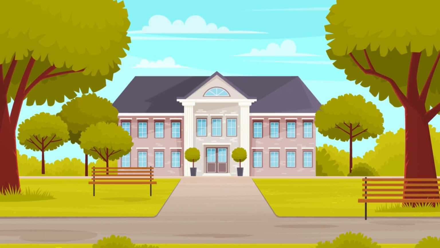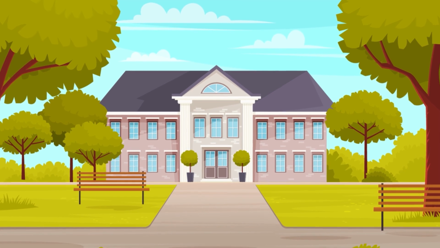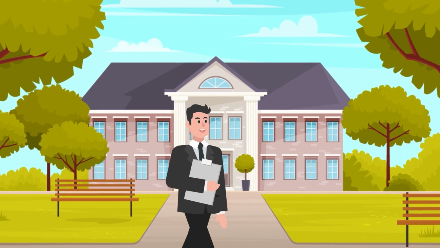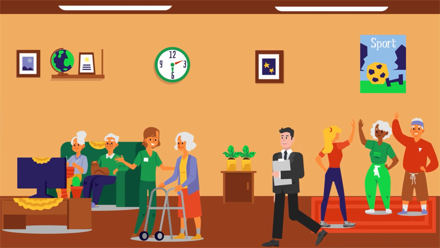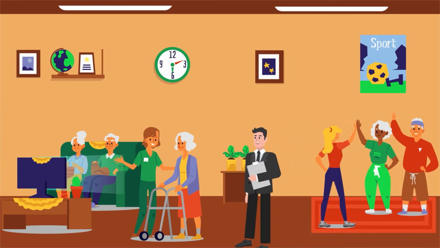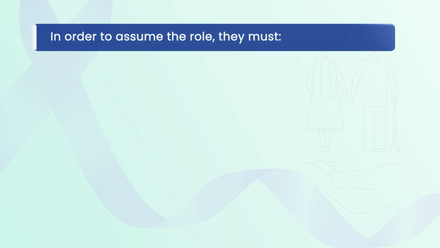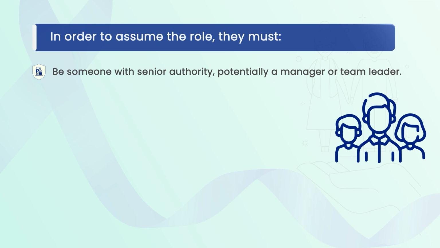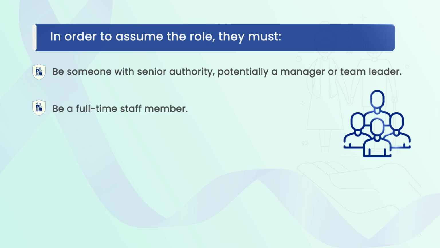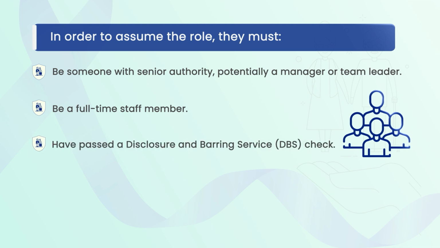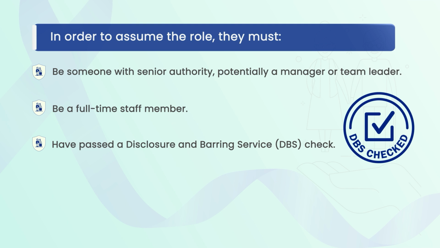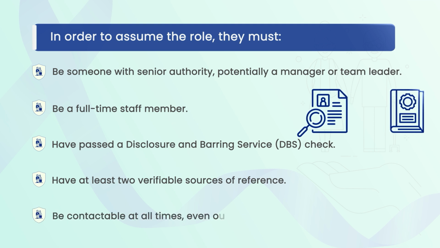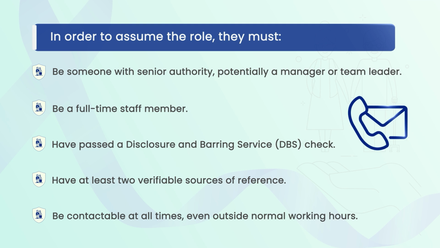Depending on the size and nature of an organisation, it is good practice to appoint a safeguarding lead or safeguarding officer to monitor and govern any activities regarding vulnerable adults. In some cases, they may be classed as welfare officers. In order to assume the role, they must be someone with senior authority, potentially a manager or team leader, be a full-time staff member, have passed a Disclosure and Barring Service DBS check, have at least 2 verifiable sources of reference, and be contactable at all times, even outside normal working hours.